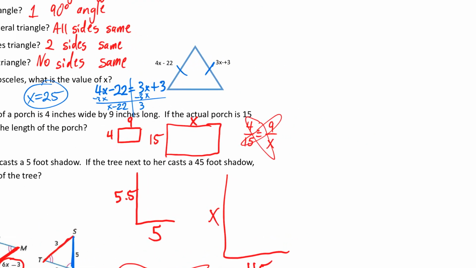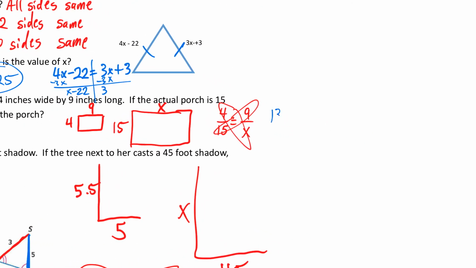Okay, and on this one, to finish this up, 9 times 15 is 135. Equals 4x divided by 4. X is 33.75.